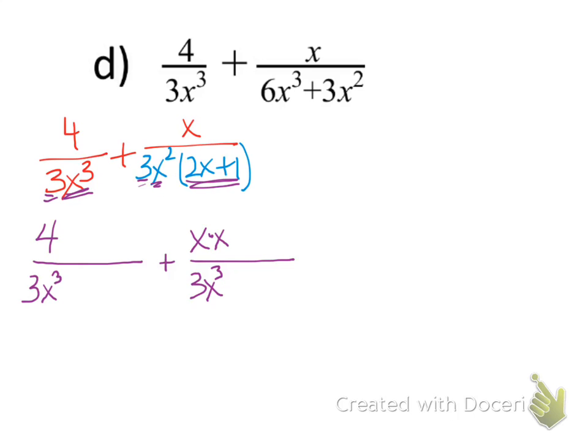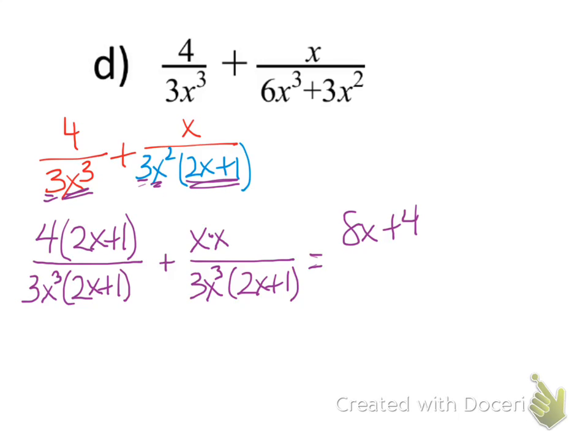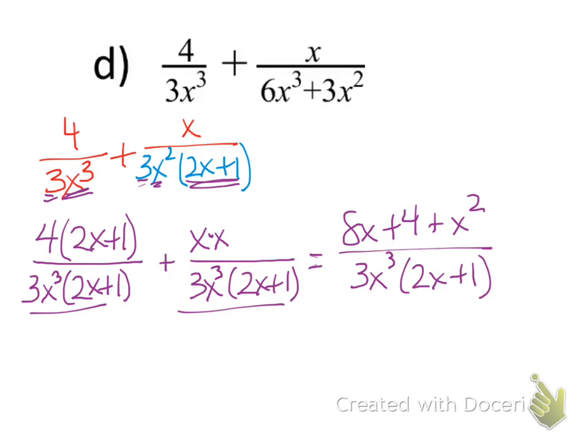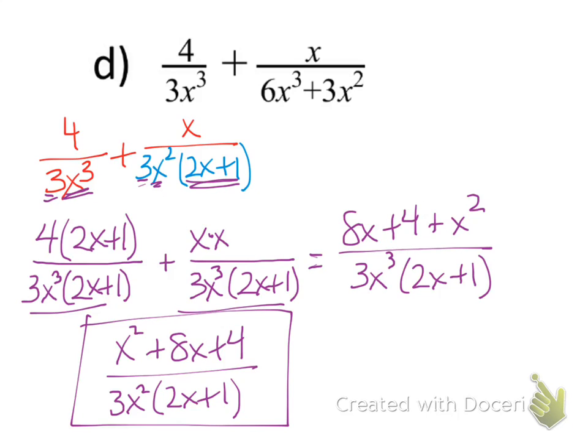Next, this second fraction has a 2x plus 1, so we'll keep that there. But the first fraction needs that 2x plus 1, so we're going to multiply again top and bottom by 2x plus 1. Now when we write this as one fraction, remember to distribute the 4 to the parentheses, so 8x plus 4 plus x times x gives us x squared, all over that common denominator of 3x squared times 2x plus 1. Again, writing this in standard form, we'll get that as our final answer.